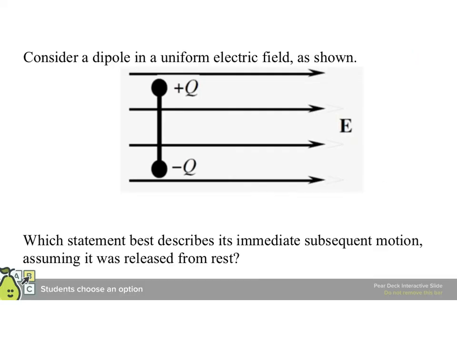Consider a dipole in a uniform electric field as shown. Which statement would best describe its immediate subsequent motion, assuming it was released from rest? So choices are, does it move left, move right, or not move at all? And second, does it rotate clockwise, rotate counterclockwise, or not rotate at all?